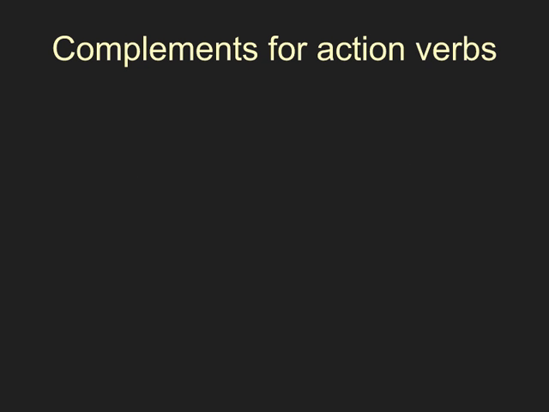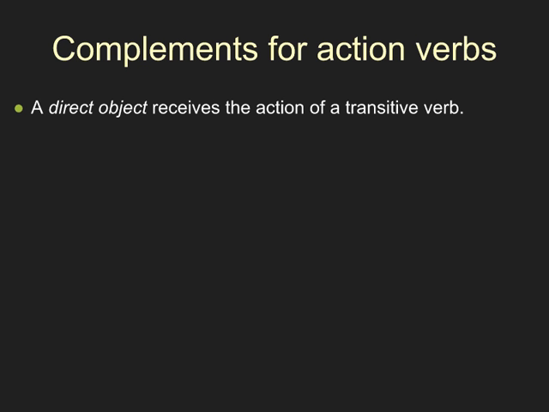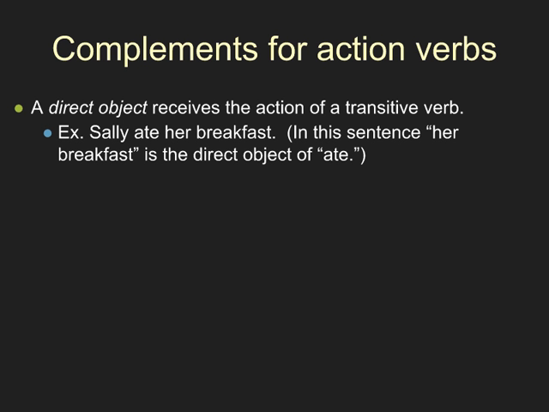First, we have the two complements for action verbs, right? So, a direct object receives the action of a transitive verb. And guys, if you've forgotten what an action verb is, you may want to review the presentation on verbs or look in your notes. You remember that there are two types of action verbs, transitive and intransitive. Transitive verbs are verbs that have a direct object, as in this sentence: Sally ate her breakfast. Here, her breakfast is the direct object of ate. And then, just to review, an intransitive verb would be a sentence such as Sally cried, where no object is coming after cried. So intransitive verbs do not have objects.